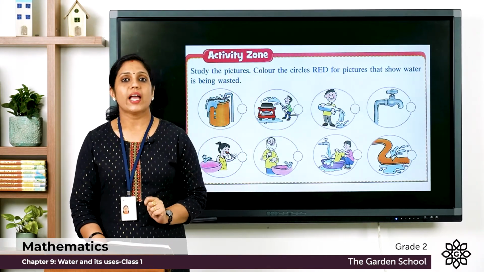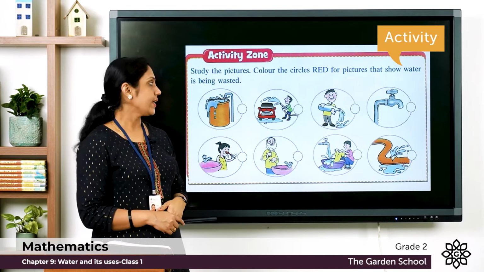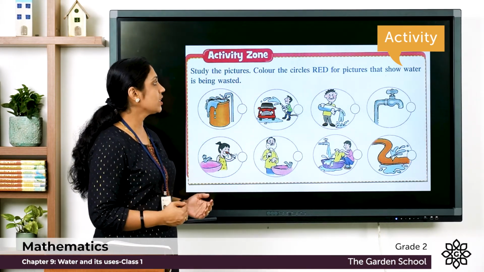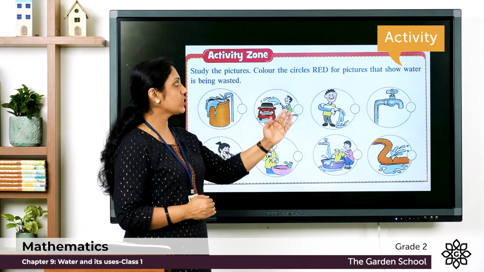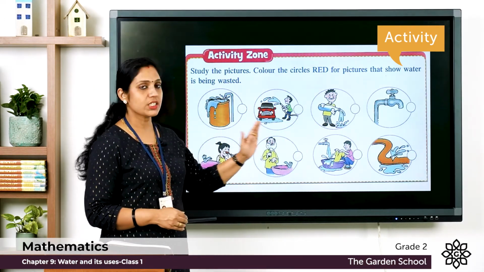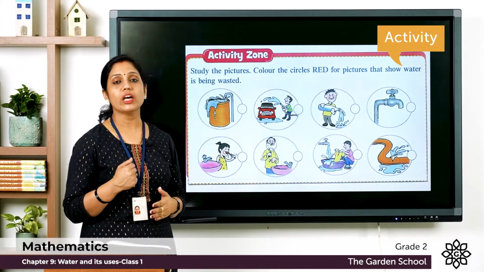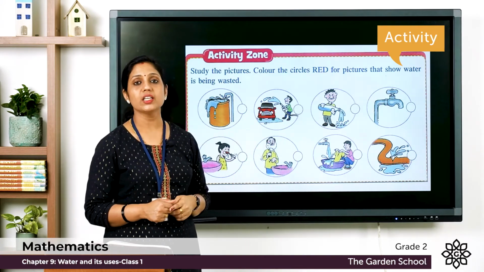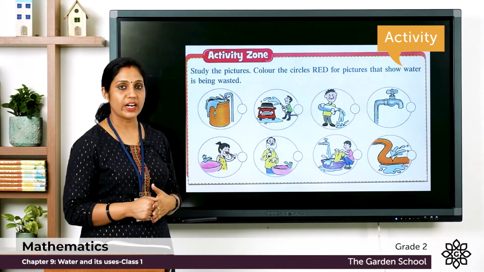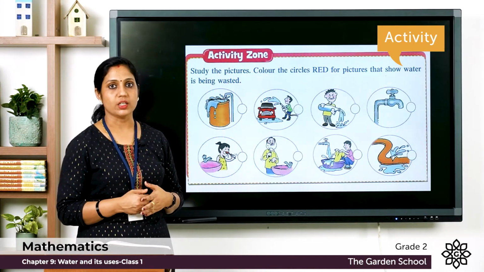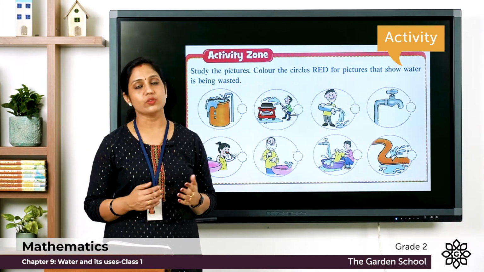Next, let's move to the activity zone. So here you can see, study the pictures, color the circles red for pictures that show water is being wasted. So here you can see some pictures are given and what you have to do, you have to color the circles red. You can see some circles are given here. These circles you can color in red whichever picture shows that water is being wasted. So look at the picture and do this activity accordingly.